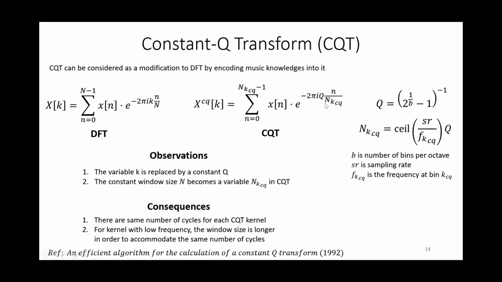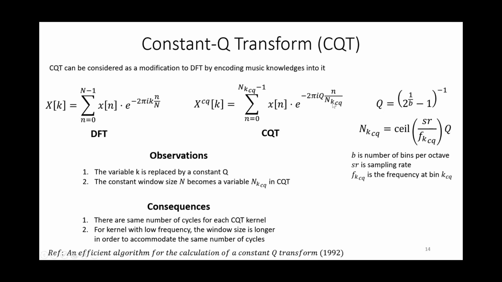The only differences are here. Originally in DFT, we have this variable k, but in CQT, instead of a variable k, they replace it by a constant q. And the value of q is calculated by this formula. B means number of bins per octave.